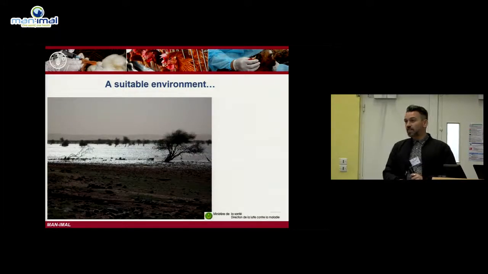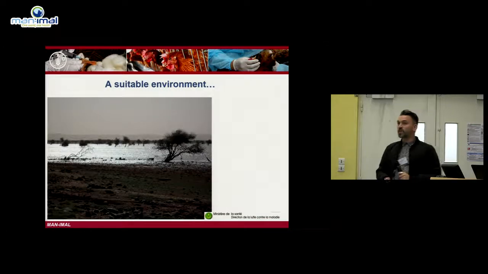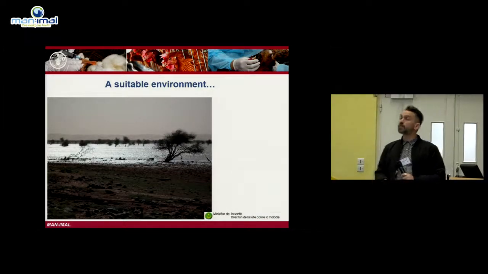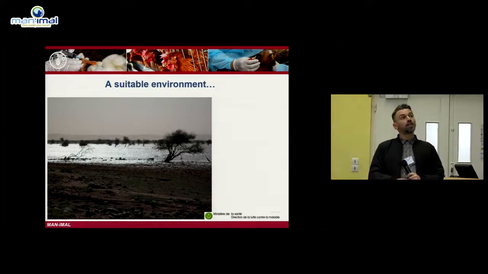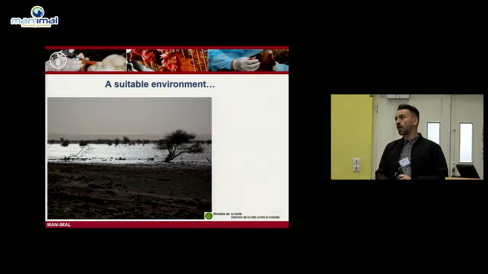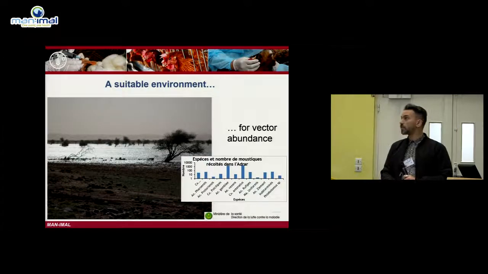So yes, climate change can cause the desert to become green, and the desert becoming green can also bring vector-borne disease into highly susceptible populations that had never been in touch with some of the pathogens that they would bring. And you had lots of mosquitoes in this area where maybe a few months before you would never have found one mosquito.